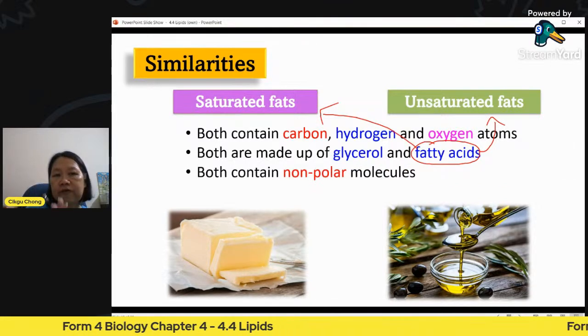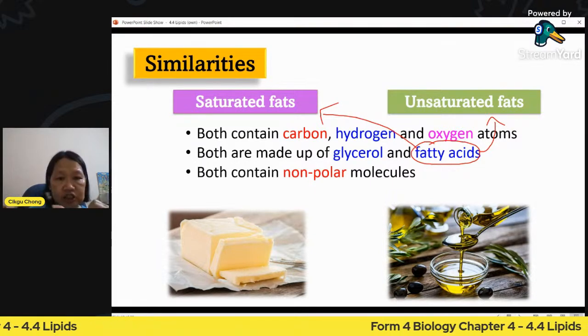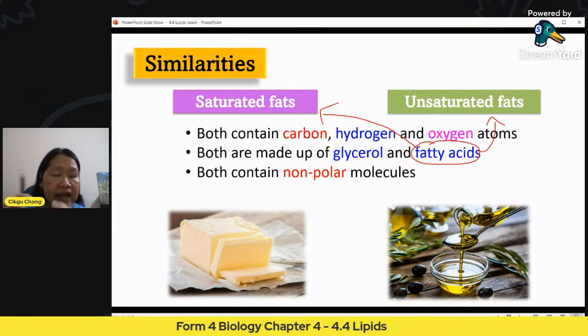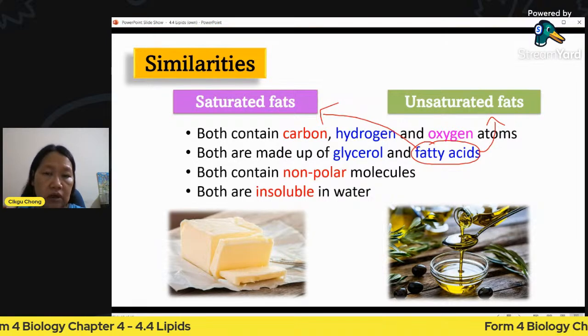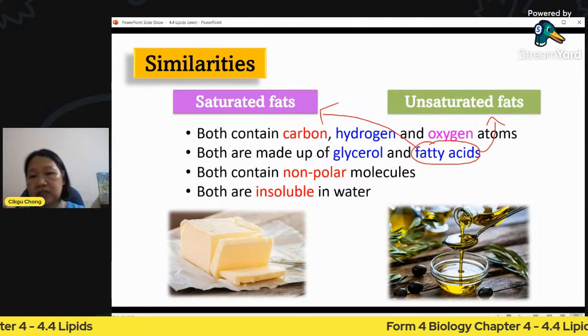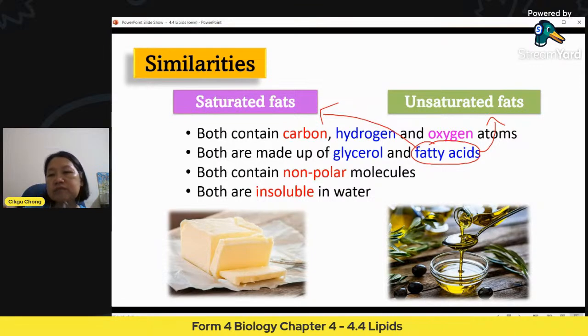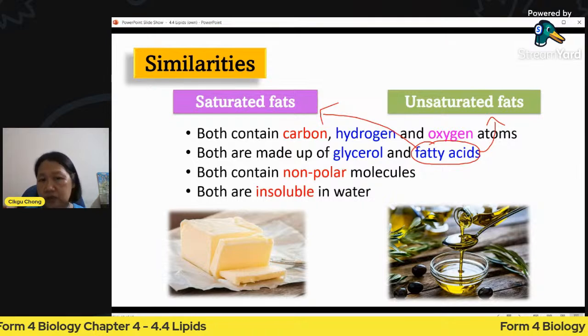Both are non-polar, which means there's no charge at any part of the molecule. Therefore, they are insoluble in water. Water will not be able to attract it, pull it away, and dissolve it into the water. All of these fats are insoluble.